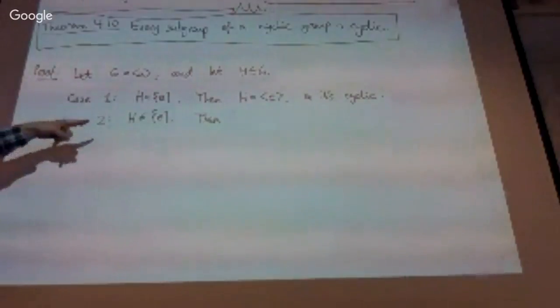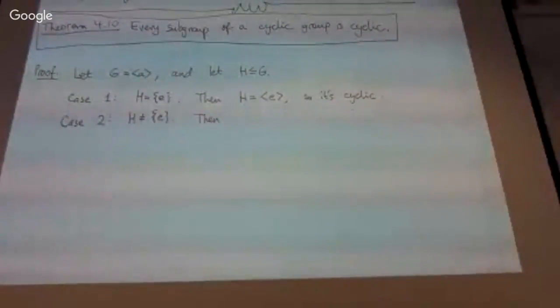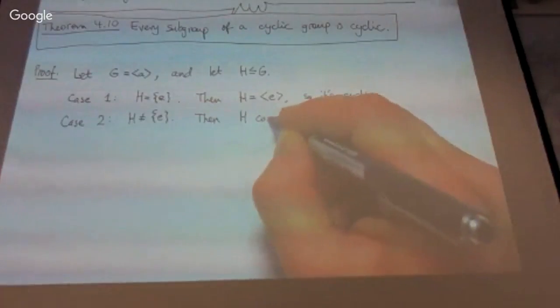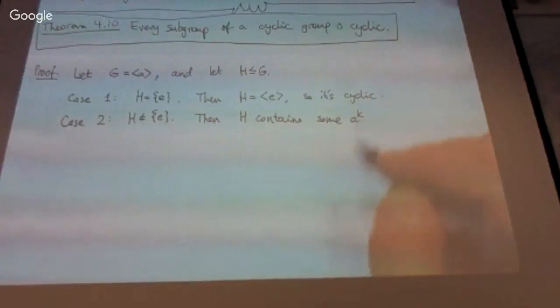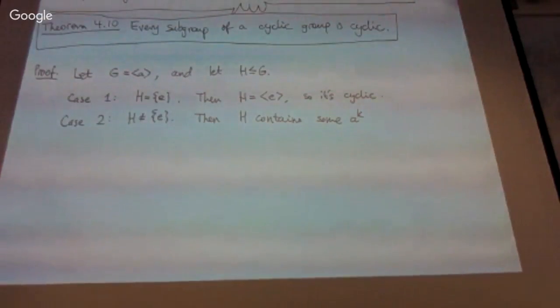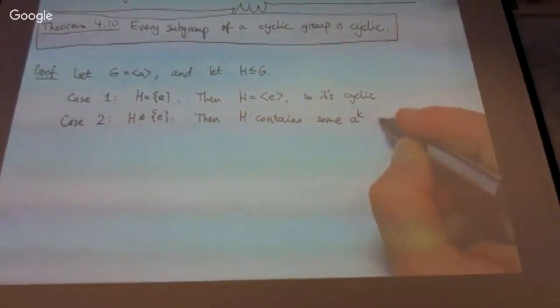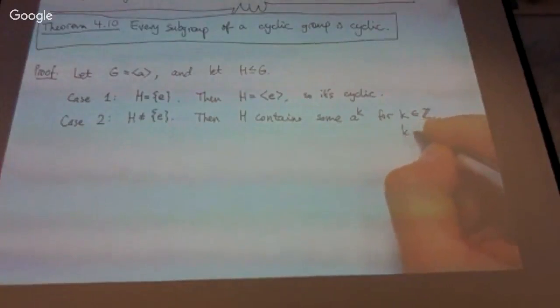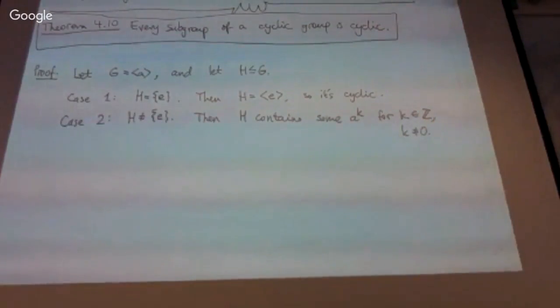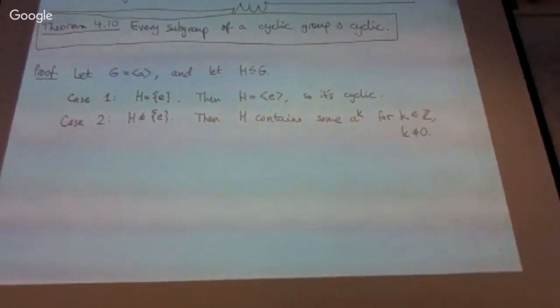But then H contains, so what is G? G is generated by a. H is a subgroup. So H is something like, it's not just the identity, so it contains another element than just the identity. And the element that it contains has to be a to the k, because everything in G is a to the k for some k in Z, and k non-zero. That's the other element than the identity. So at least this one has to be there.